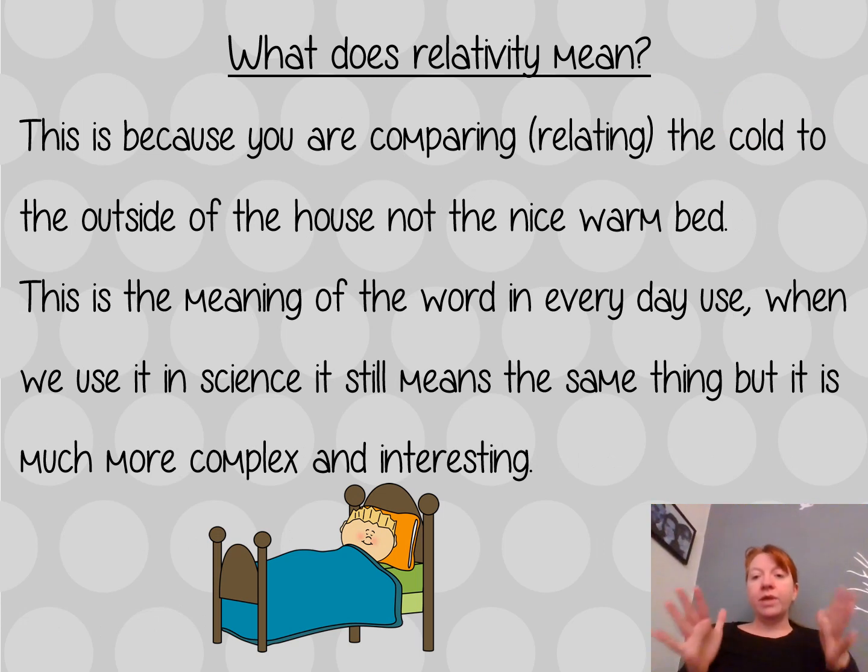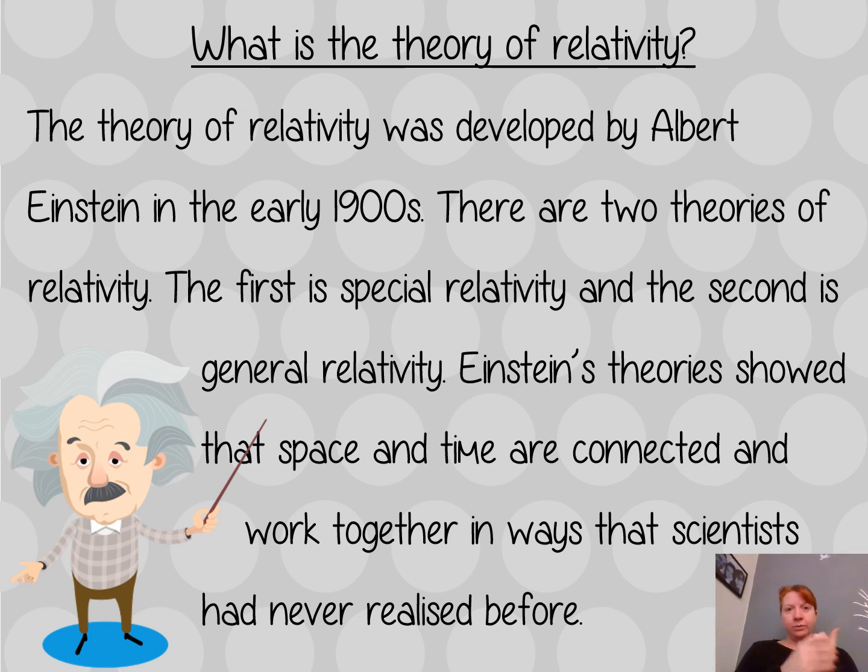It just means that something that you're measuring changes depending on the circumstances, the things that are going on. But when we use it in science, it still means the same sort of thing, but it's much more complex and interesting. So what is the theory of relativity? Well, it was developed by Albert Einstein in the early 1900s, and there were two theories of relativity. The first is called special relativity, and the second is general relativity. And both of these theories relate to how things are measured differently depending on where you are and what you're doing when you measure them. So the things that you measure could change depending on your circumstances.